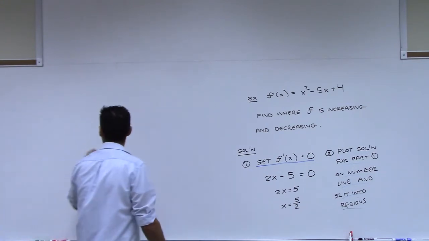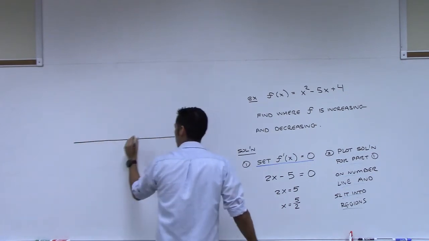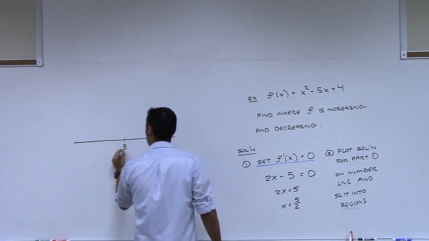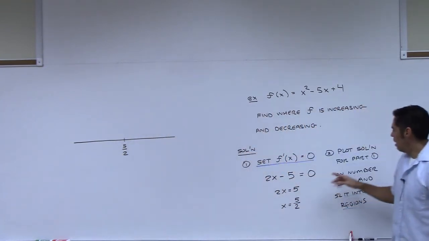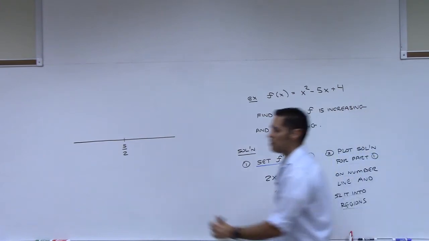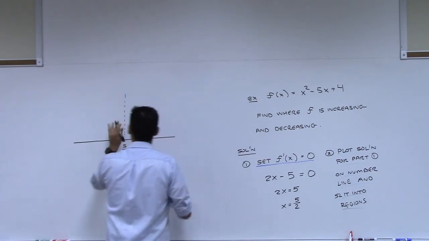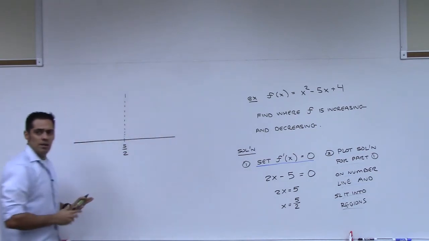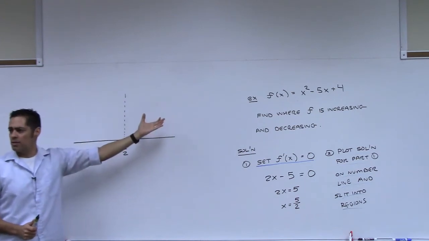5 halves, which is 2.5, but I'm just going to draw a number line and put 5 halves here. Right? There it is. I'm going to plot that solution on a number line and then split into regions. What I mean by that is I'm going to use this 5 halves as a way to split my number line, and notice that since I only had one answer, it splits it naturally into 2 different regions, doesn't it?